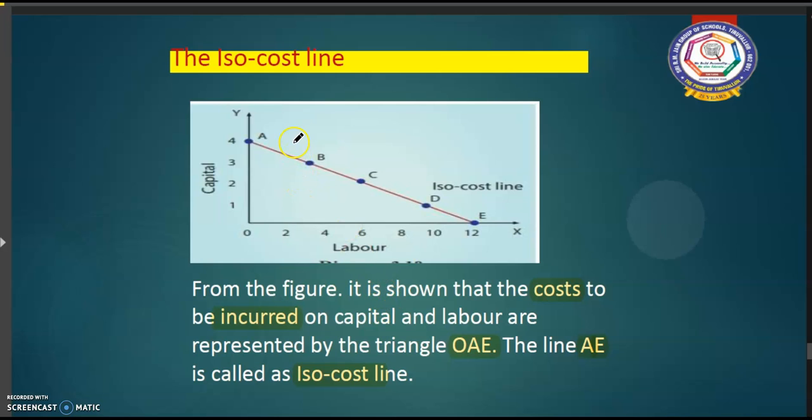Now you can see this isocost line. It is shown that the costs to be incurred on capital and labor are represented by the triangle OAE, and the line AE is called the isocost line. So that is, all the 5 combinations are represented in the isocost line.